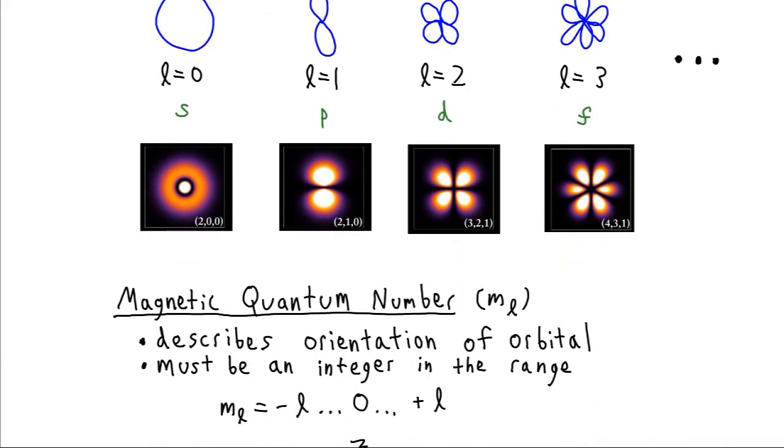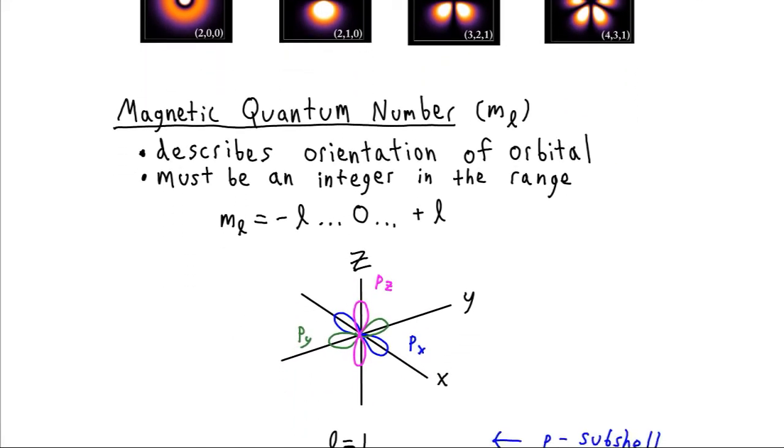We can also tack on one last quantum number called the magnetic quantum number. The magnetic quantum number describes the orientation of this orbital, so which direction it's pointed. And this can be any integer in a range from negative L all the way up to positive L. So if we had these d orbitals where L equals 2, then m could be equal to -2, -1, 0, 1, or 2.